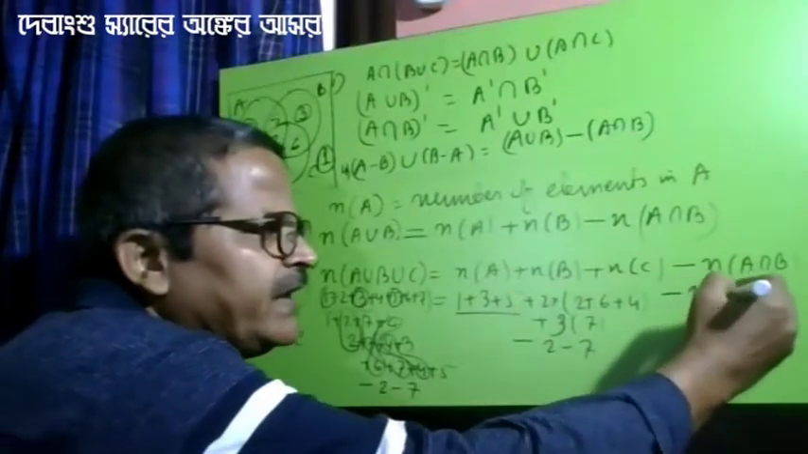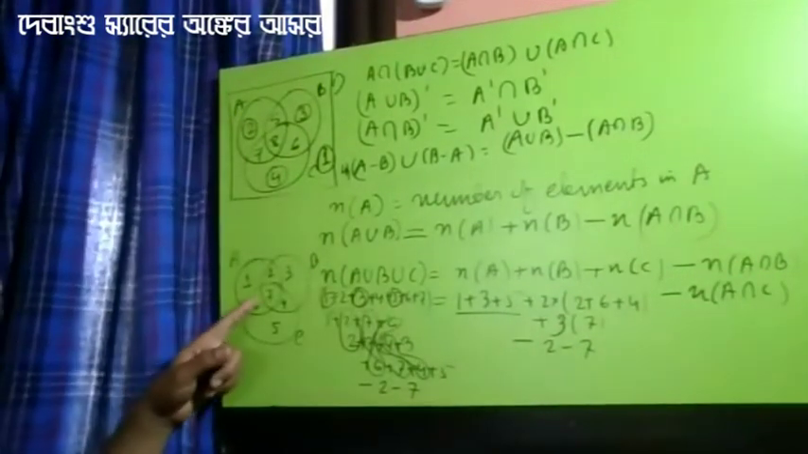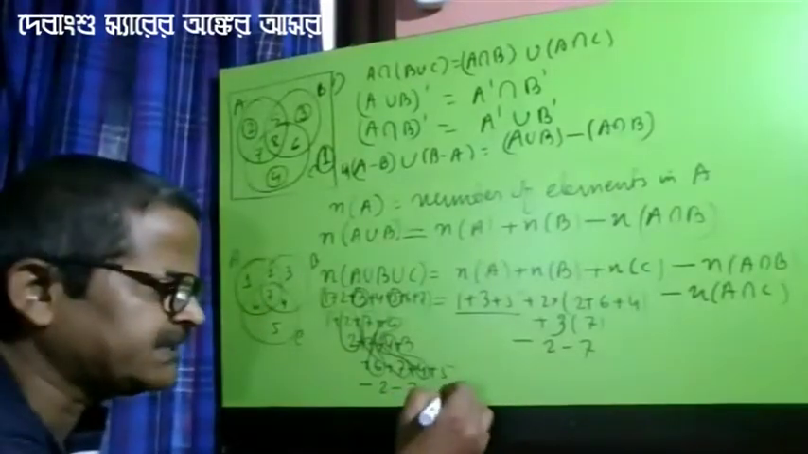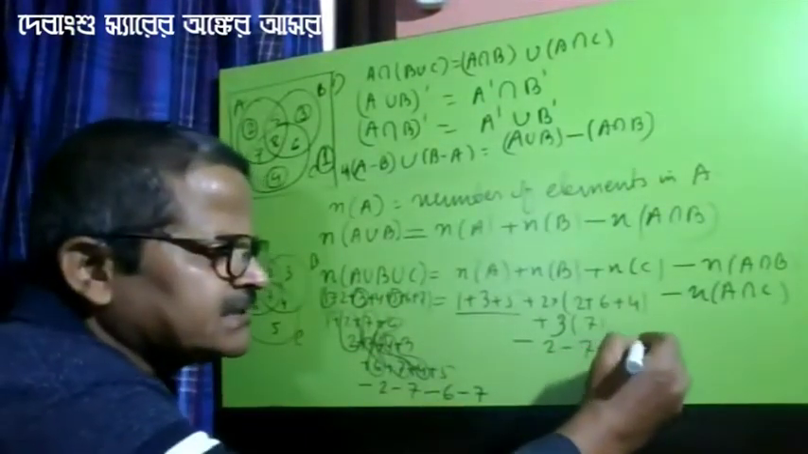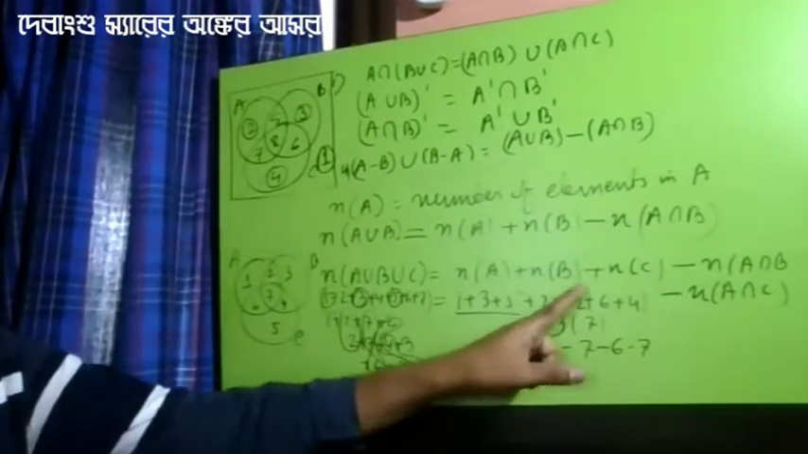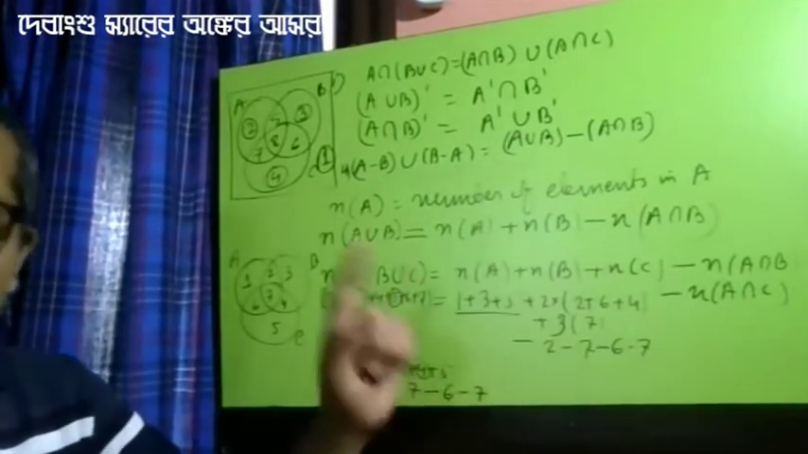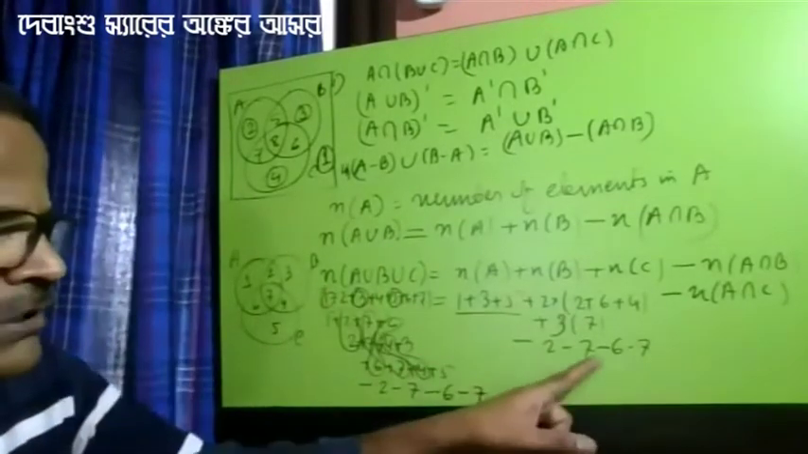Minus N of A intersection C. A intersection C: so 6 and 7 are subtracted. Minus 6 minus 7. So 6 was taken 2 times and 1 time subtracted. So now this sum contains 1 time 6. 7 was taken 3 times and 2 times subtracted.